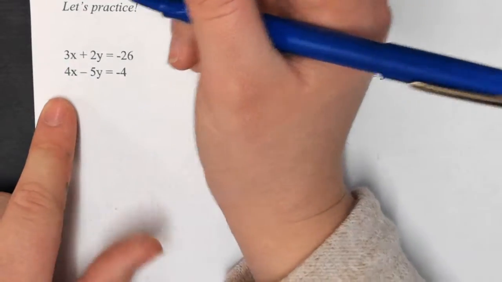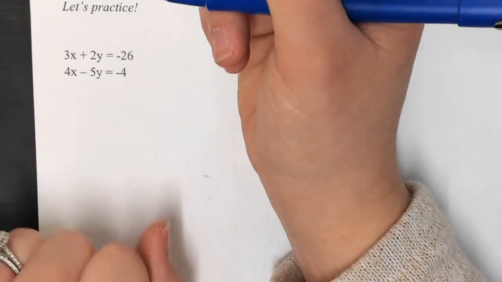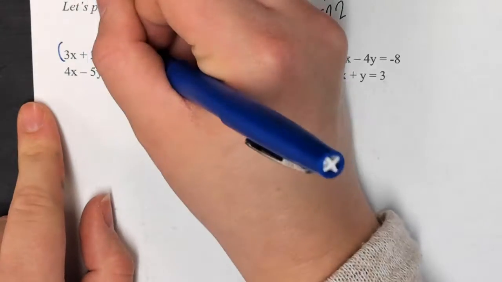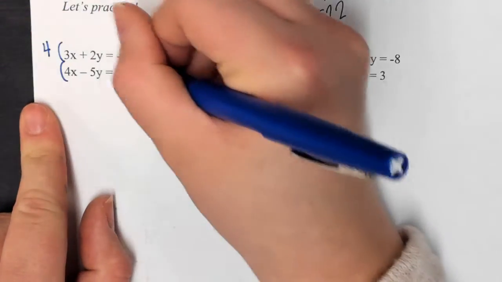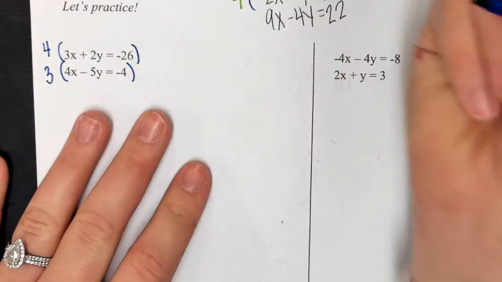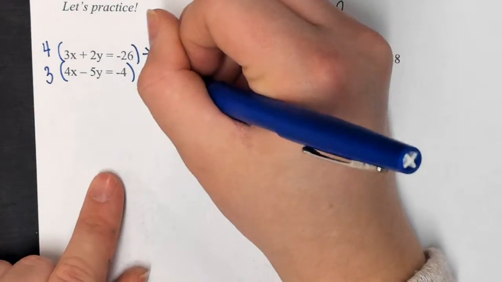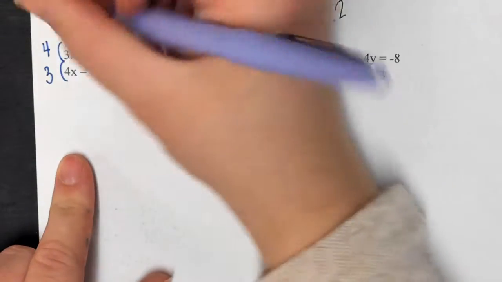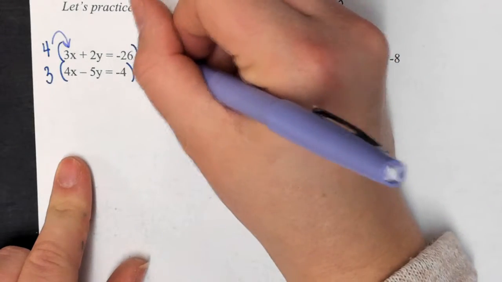Alright, here we go. I'm going to do this one the same way I do the rest of them. Because there's nothing that's just a 1. Okay? So multiply the top by 4. Bottom by 3. Try it on your own and then look up to check it.